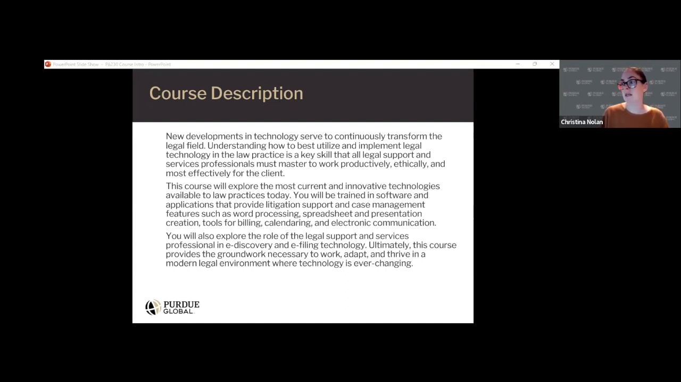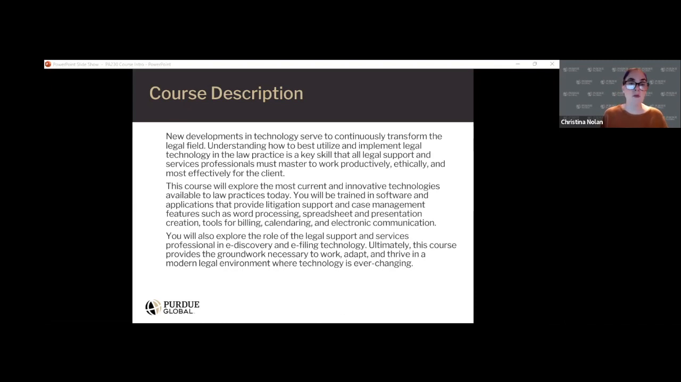So as you can see, we look at some of the basics of legal technology. You will actually get to use some software applications, get to try them out. You'll look at litigation support software, case management software, and then a little bit at billing, calendaring, and electronic communication. You're also going to look at the role of the legal support and services professional in e-discovery and e-filing technology. This has, of course, post-COVID, become almost mandatory everywhere.